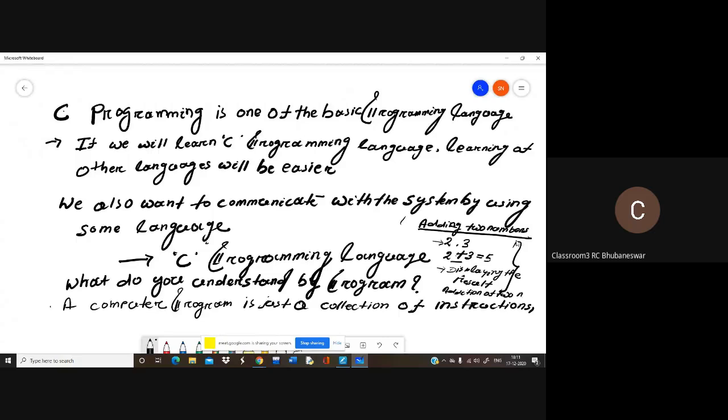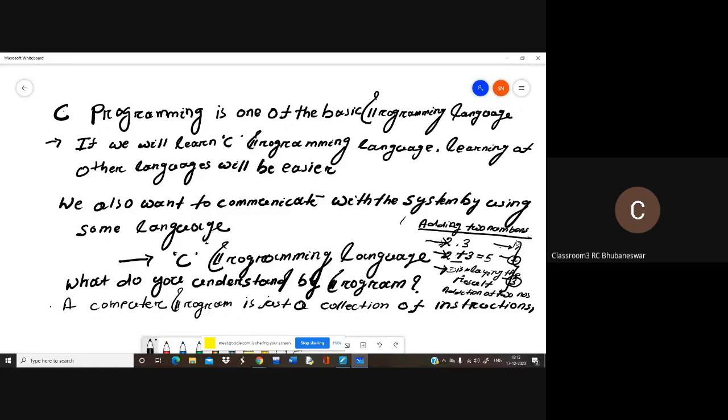Clear? So how many instructions have I written? I have taken the value first, input the value, then perform the addition, then display the result. I have written three instructions: instruction number one, instruction number two, and instruction number three. Clear, everyone? All these instructions combined together is known as a program, which is addition of two numbers.